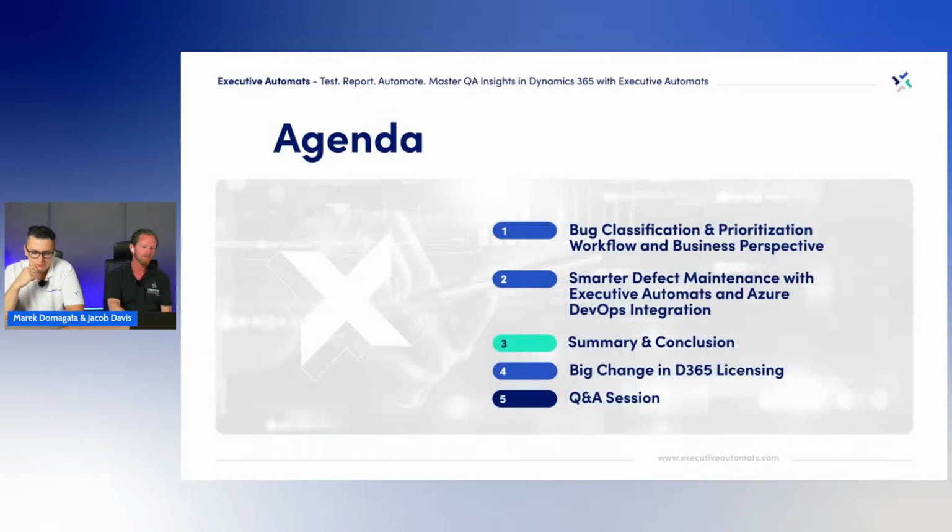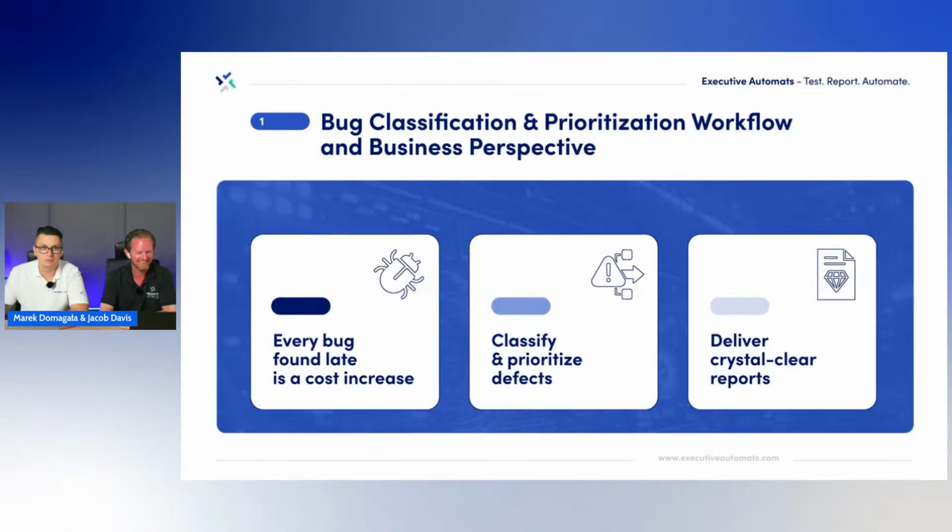First off, let me talk about the agenda just a little bit here. We're going to talk about bug classification and prioritization, workflow and the business perspective of that. And then we'll talk about smarter defect maintenance with automation and the Azure DevOps integration. I know you work with that every day. Maybe let's start with the bugs in business.